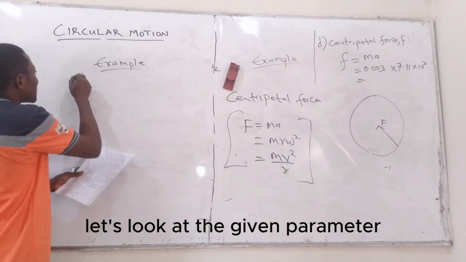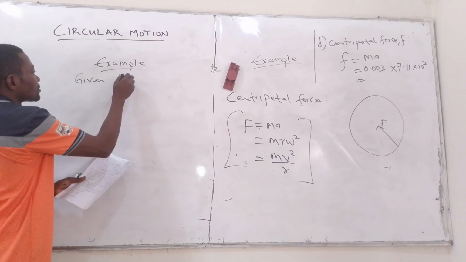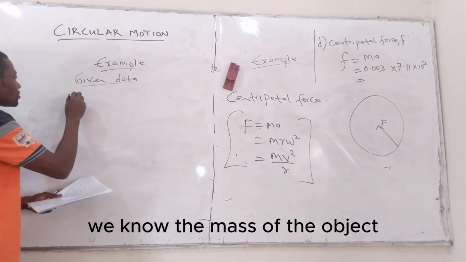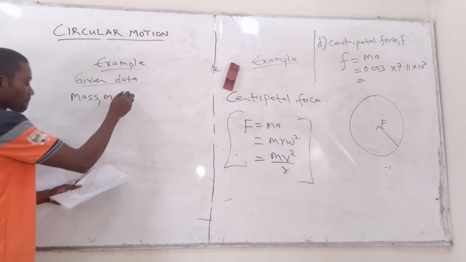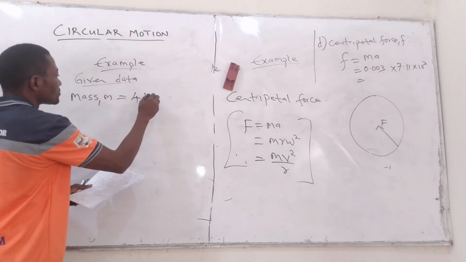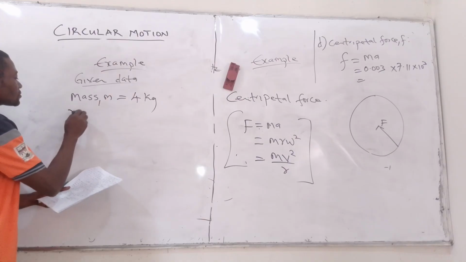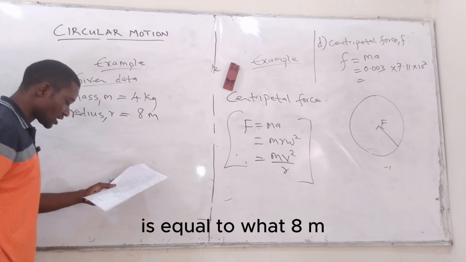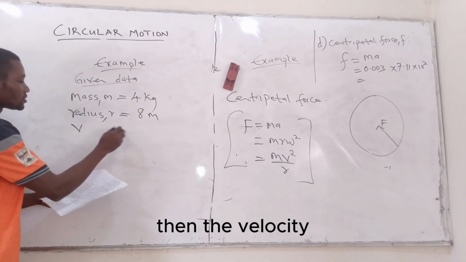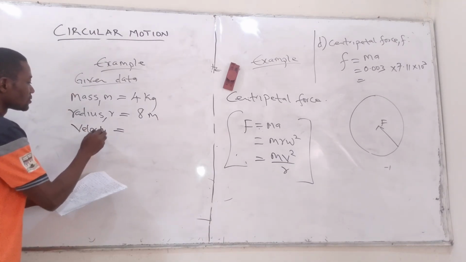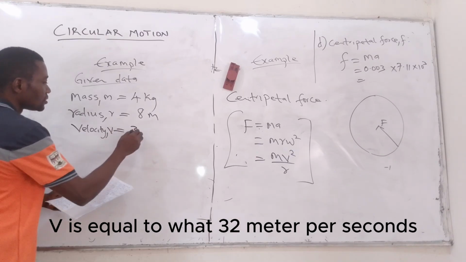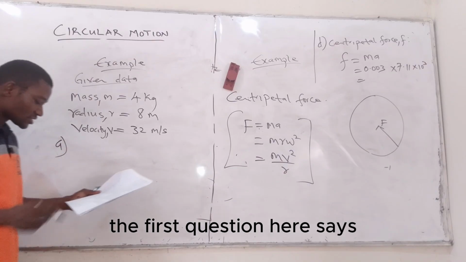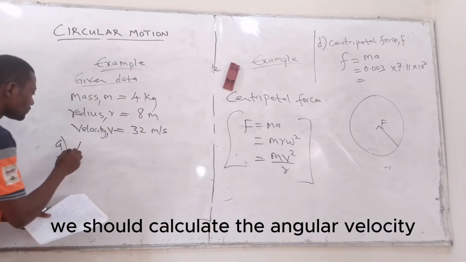Let's look at the given parameters. Given data: we know the mass of the object, 4 kilograms. The radius is equal to what? 8 meters. Then the velocity, v, is equal to what? 32 meters per second. The first question here says we should calculate the angular velocity.